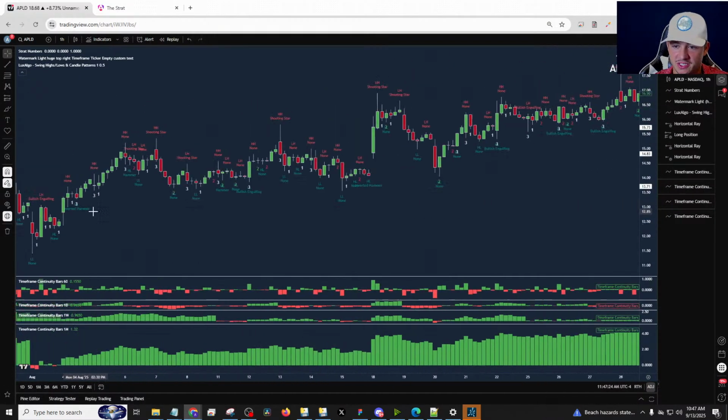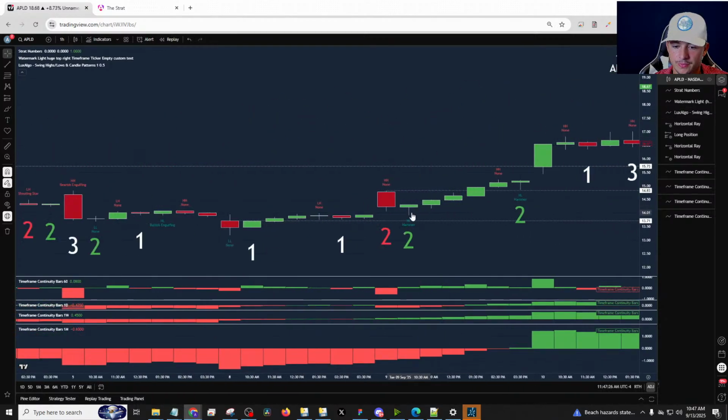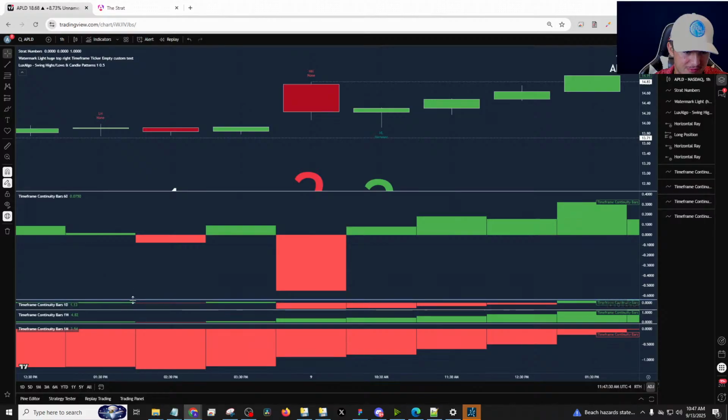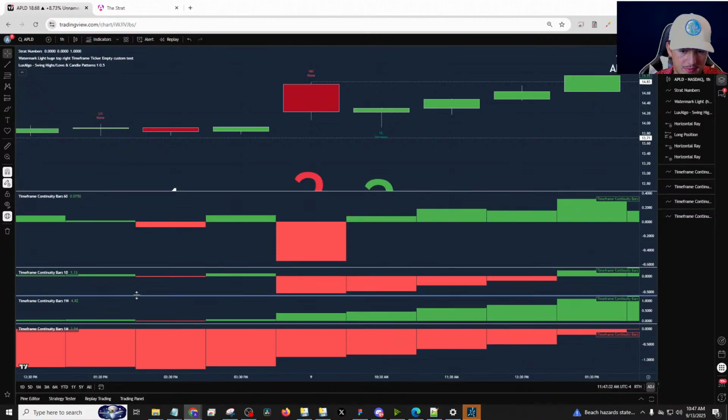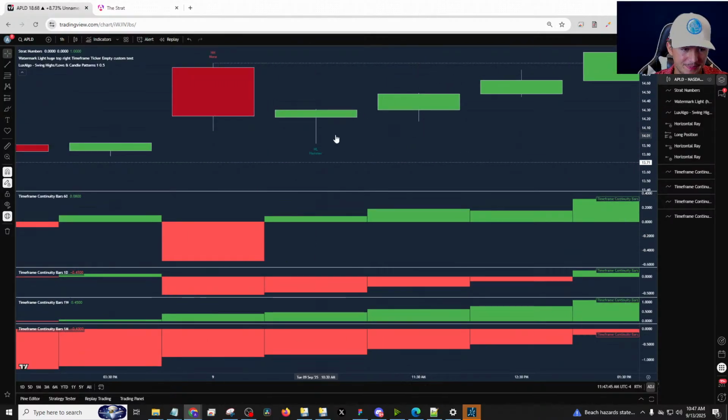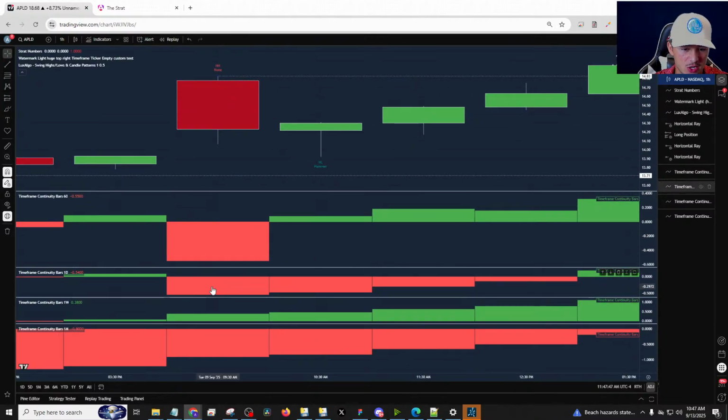So we go to APLD on the 60. So you can see, right? And I'll blow these up so it's really obvious what's happening. So when all of these are green, they're buying this month, this week, this day, this 60, which means right now. If they're all red, they're selling. So on the 60, it opens red, the day opens red, the month is red. So this month, today, and right now on the 60 minute, they're selling.